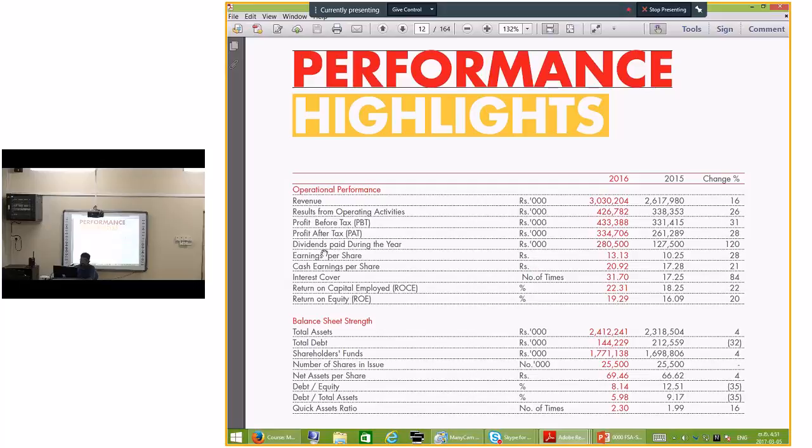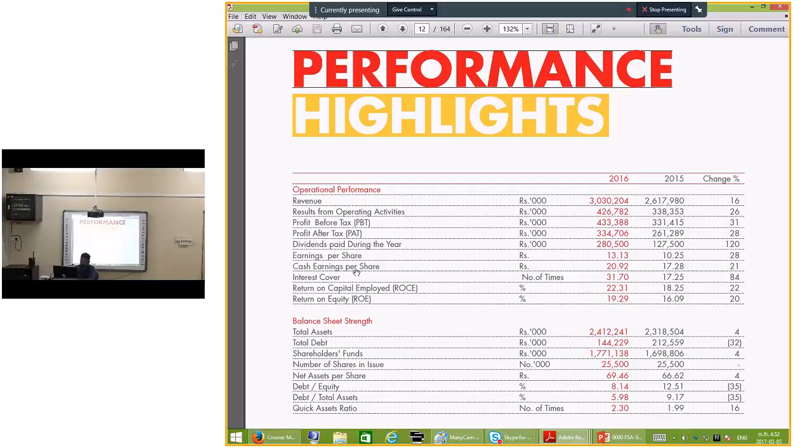If you move to the dividend paid during the year, you can see the previous year's total dividend payment is 127,500. Now this year 180,500. Then 280,500. This is approximately a 120,000 positive change here. Then earning per share previous time 10 rupees and 25 cents per share. Now this year 13.13 per share. Then again 28% improvement.